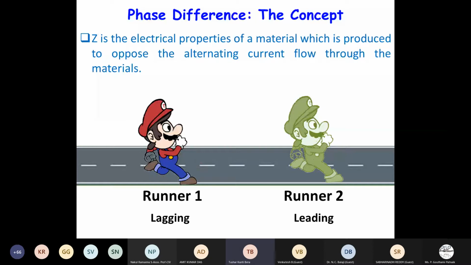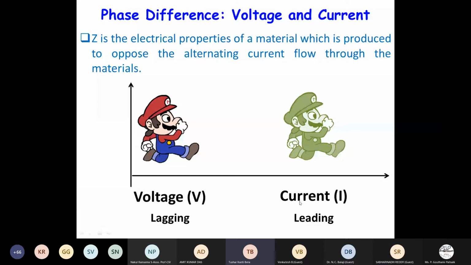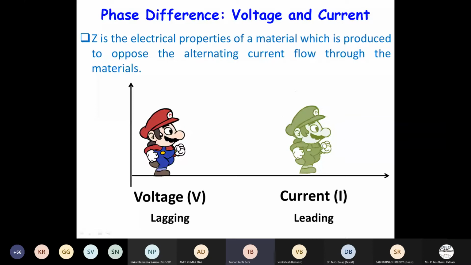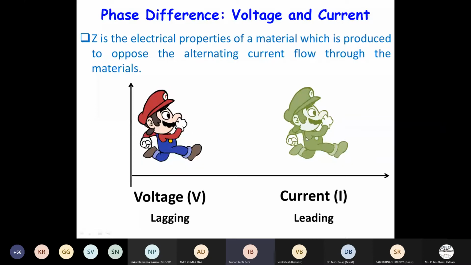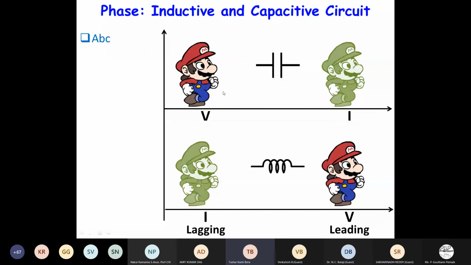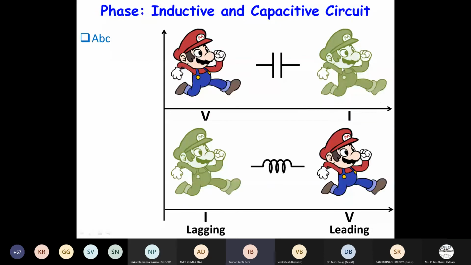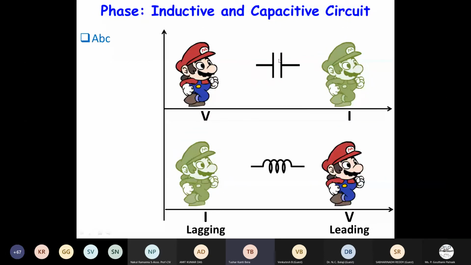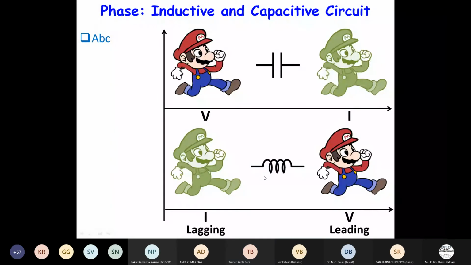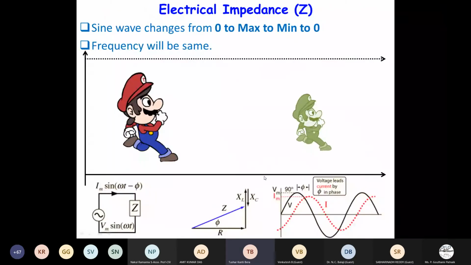So if that runner is considered voltage, and this is assumed to be the current, then we will say that in this circuit the current is leading over the voltage and the voltage is lagging behind the current. So current is leading in the case of a capacitive circuit, and current is lagging in the case of an inductive circuit. So like that we can understand and we can compare.